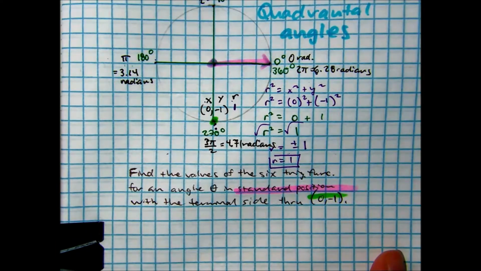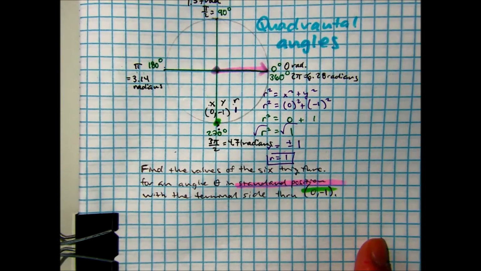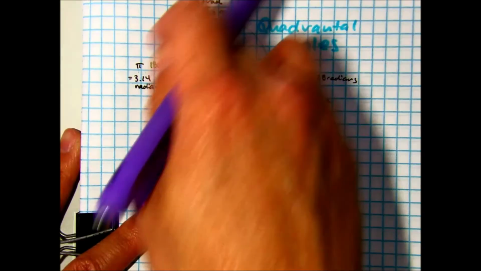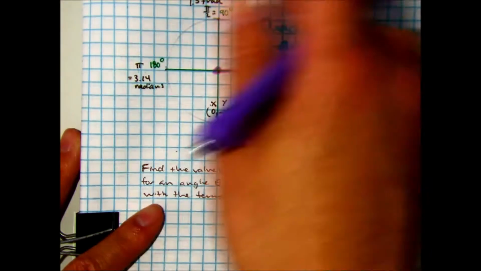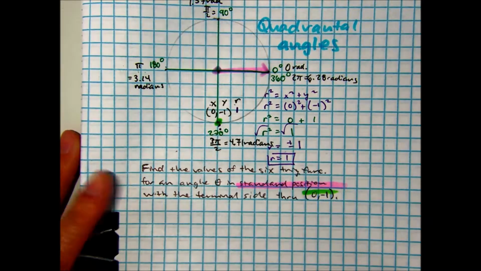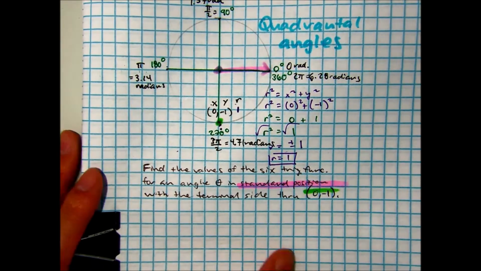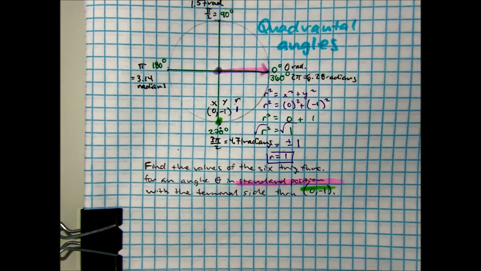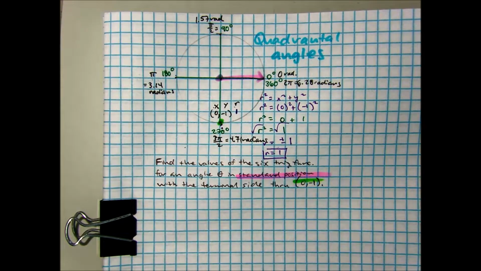This is what I want you to do next. Partner A explains one way we found r to be 1. Partner B explains the other way to solve r equals 1. And then I want your 6 trig functions in terms of x's, y's, and r's, and I want numbers. You guys have 4 minutes. Ready, set, go.